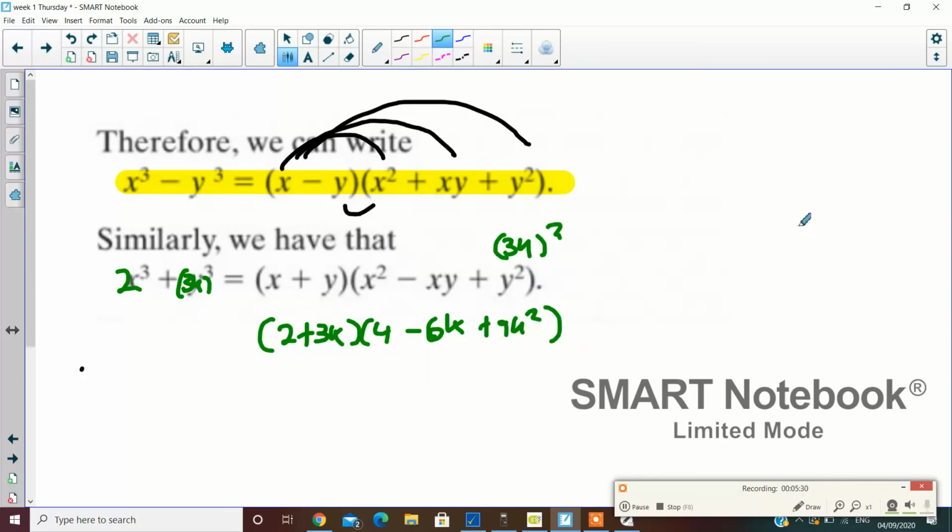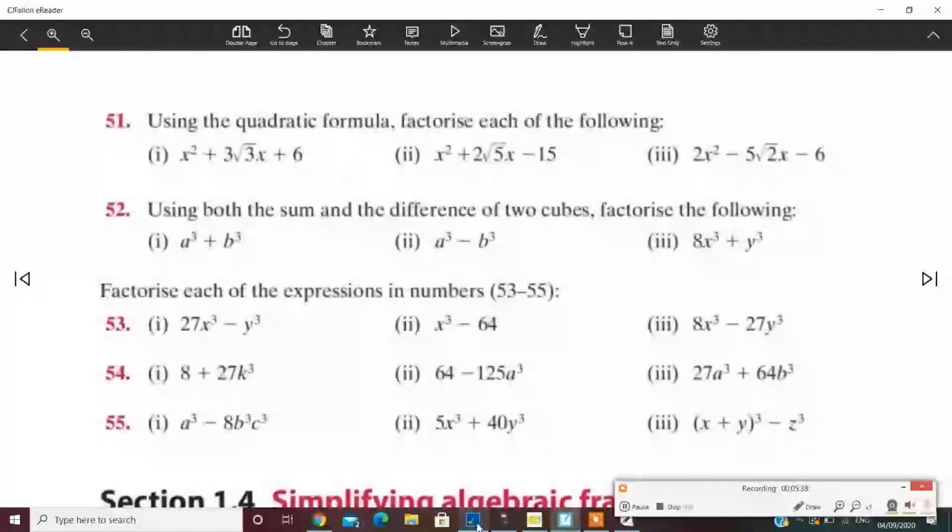Okay, for homework tonight, 51, 52, 53, 54. And the hell with it, 55.